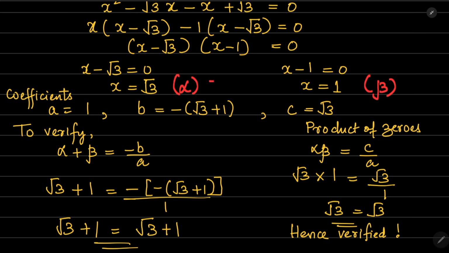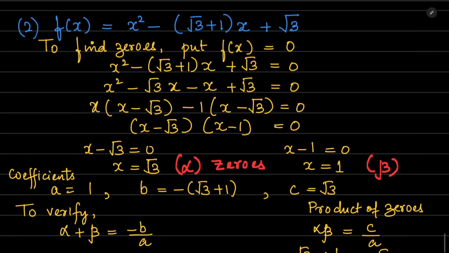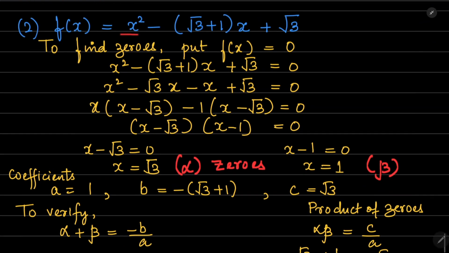What are the zeros here? So these are the zeros. Root 3 and 1 are the zeros. Okay, so it's very easy. It's just that you need to practice these kinds of questions yourself. Always remember, whenever you are given a polynomial and you have to find the zeros, equate it to 0 and then expand it, see if you can take a common factor out and then proceed.